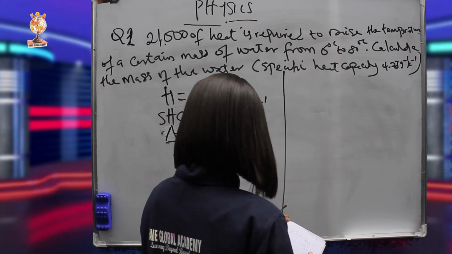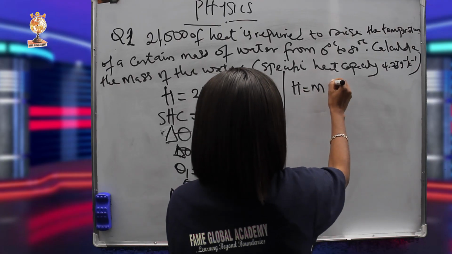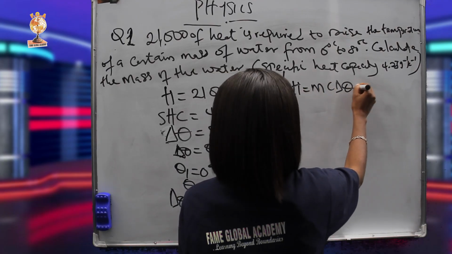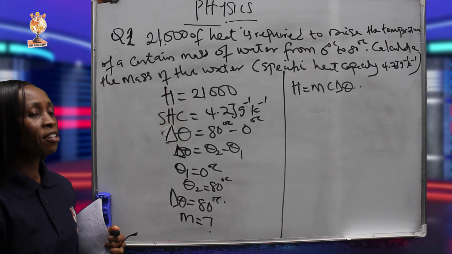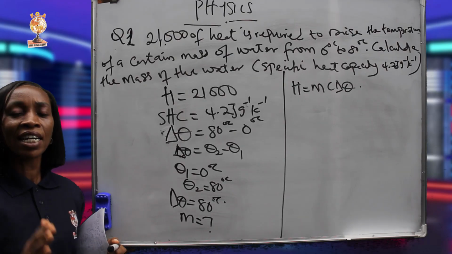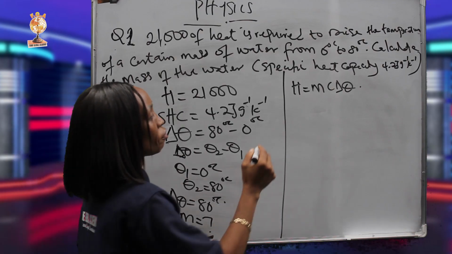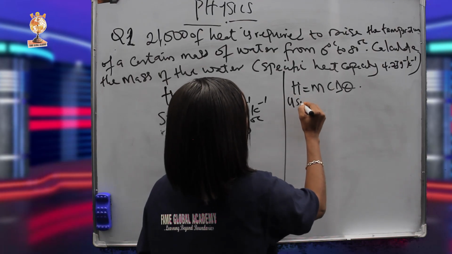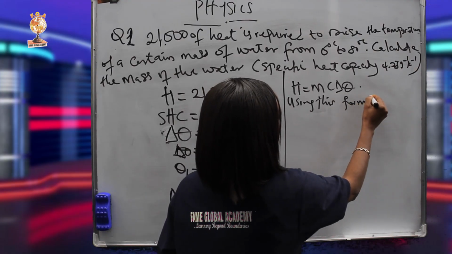Okay, using the formula, H is equal to mc delta T. H is representing heat capacity. The formula for heat capacity is H is equal to mc delta T. Using this formula above.